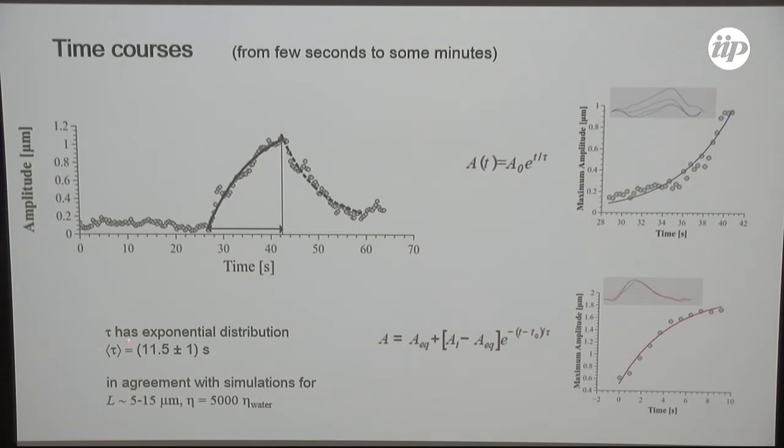So this is the characteristic time of the buckling, and they have an exponential distribution, so the average value is around 10 seconds. And this is more or less in agreement when we perform simulations in the range of 5 to 15 micrometers. Of course, we have a high variability, and we perform the simulation with 5,000 times the viscosity of water.